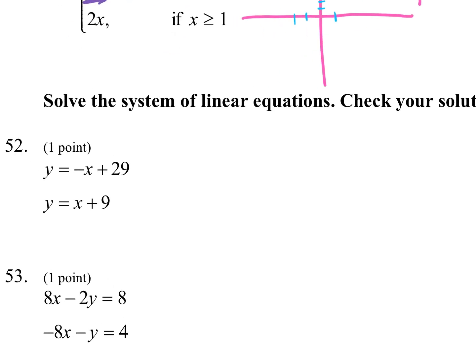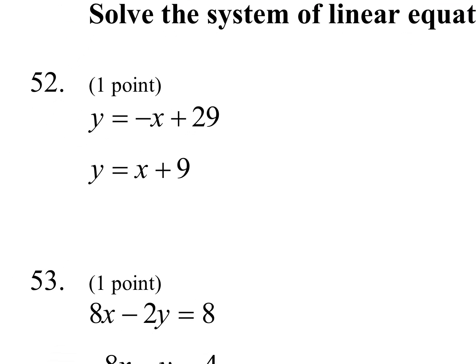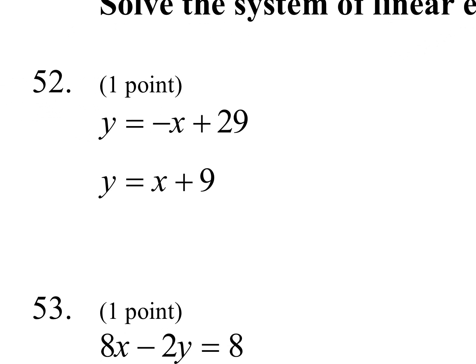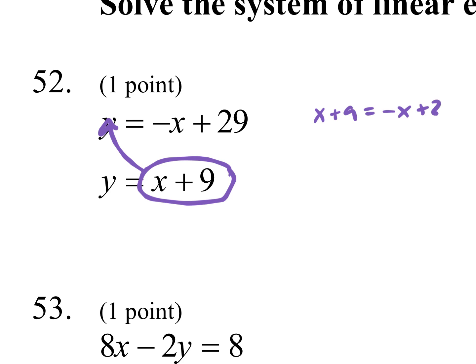All right, 52. We're solving our system of equations. So how could I solve this? So this is what we did in chapter 5. So I have y is equal to x plus 9. So I can take that and substitute it into the other y. So this is x plus 9 is equal to -x plus 29.